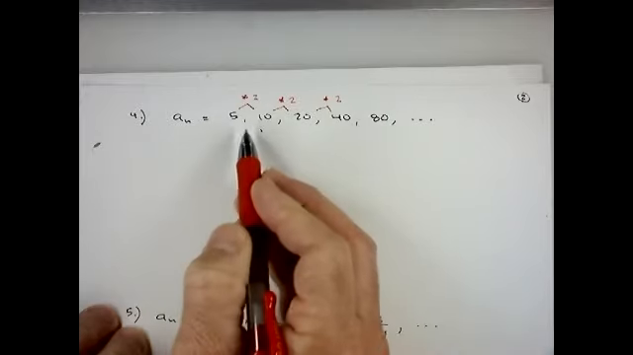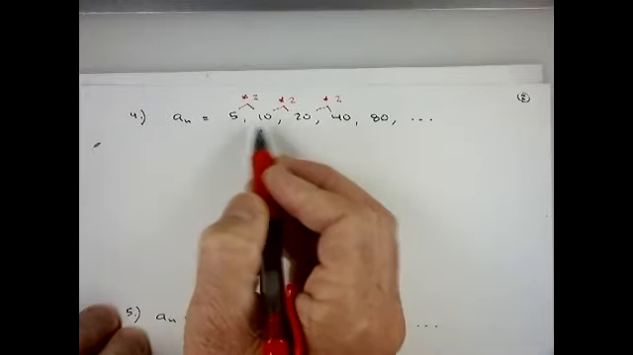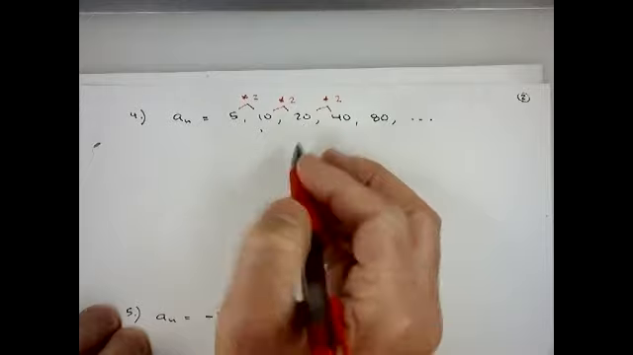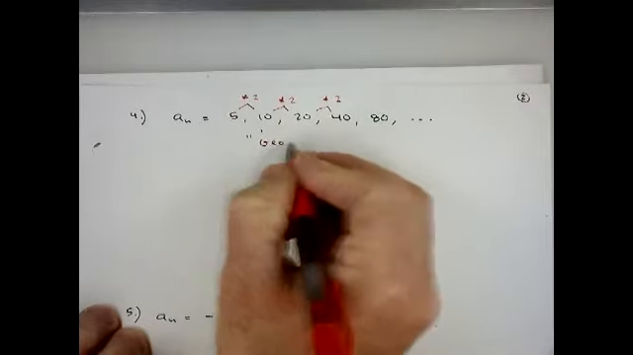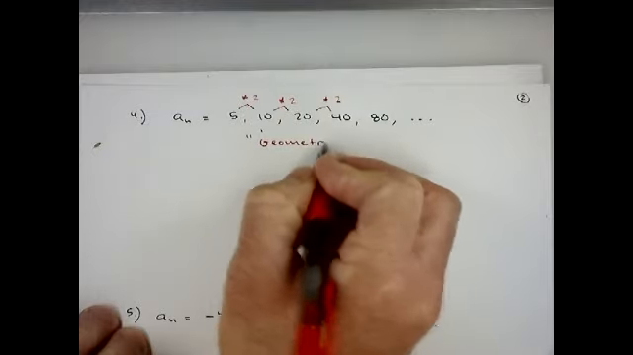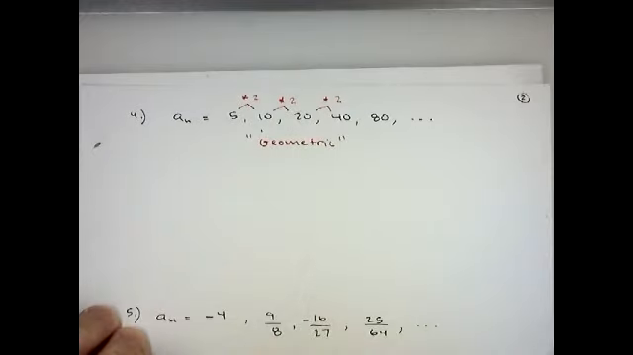Whenever you have a sequence where to get from one term to the next, you're just multiplying by the same number, this is called a geometric sequence, okay? And that's another very common type of a sequence.